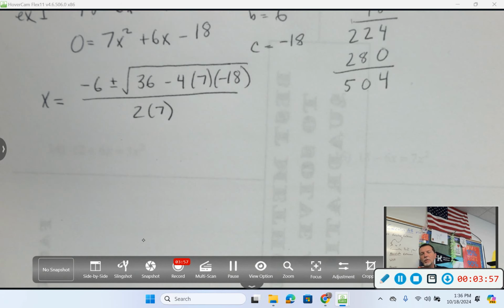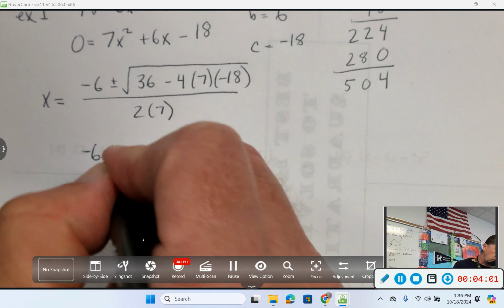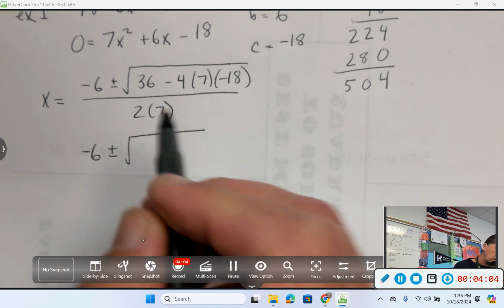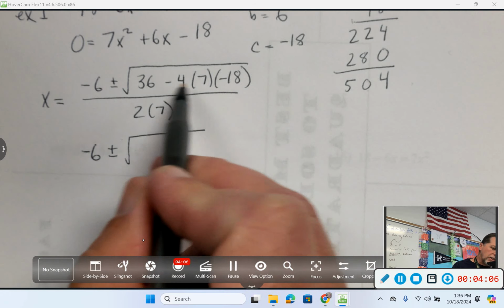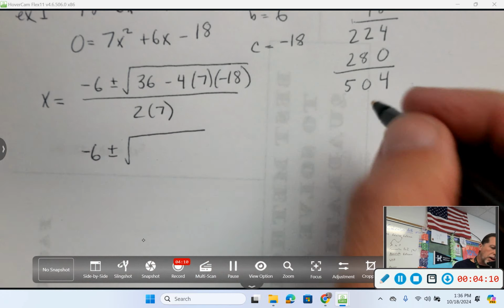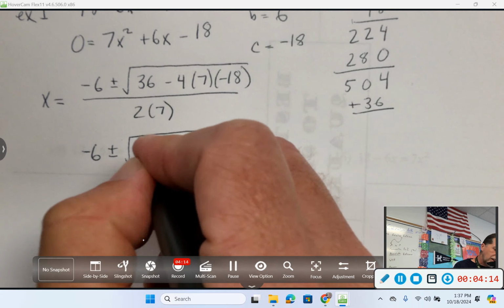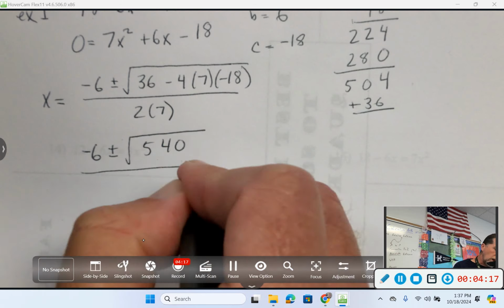And again, this is the worst one. Most of the other numbers are smaller. So negative 6 plus or minus the square root of 36. What's the sign going to be here? Positive. So 2 negatives will make a positive. So kind of saving space here. I'm going to add 36 and get 540.